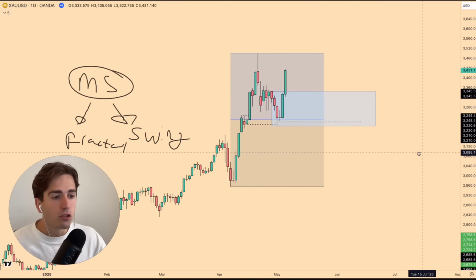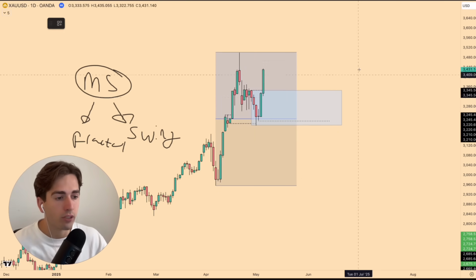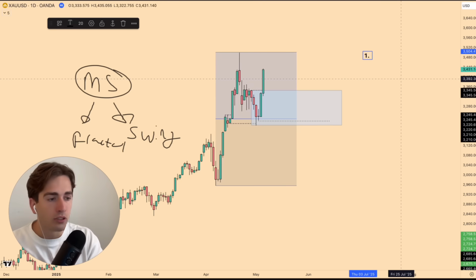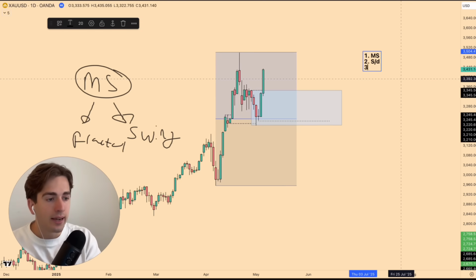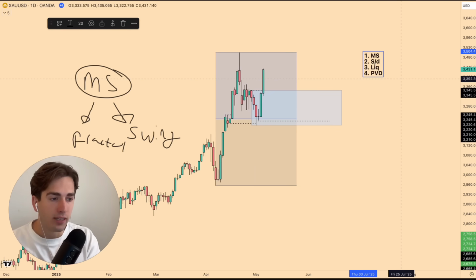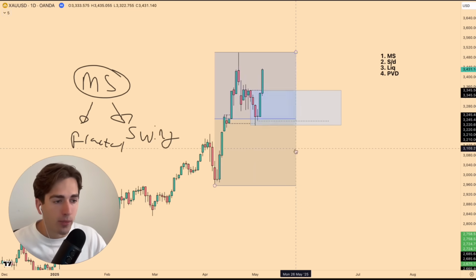Now, to give you some more clarity, because I'm going a little bit fast here on what the overall confluences of this strategy are, what you want to do is write down MS, you want to write down SD, you want to write down LIC, you want to write down PVD. Okay, so these are the four main confluences that you're going to be applying to this chart.